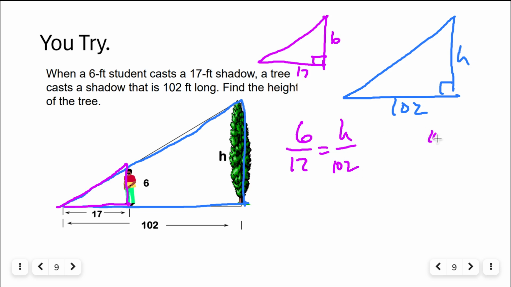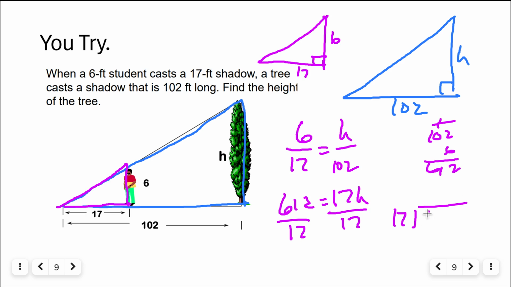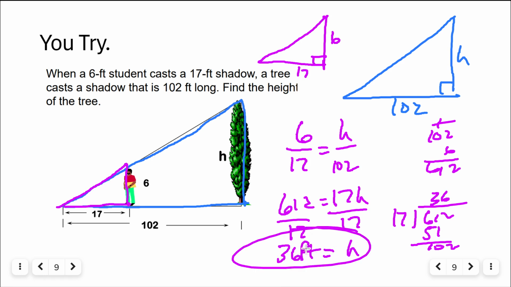And now we're going to cross multiply. 102 times 6, 12. 1 to carry, 0. 1 more. 6 times 1 is 6. 612 equals 17H. Divide both sides by 17. 17 into 612. 17 into 61, 3 times. That's 51. 102. 17 into 102. 6 times. So H is 36 feet. And there's my answer. All right. So again, you got to be able to pick out the two triangles sometimes. Okay. Maybe not rotate them, but actually pick them out.